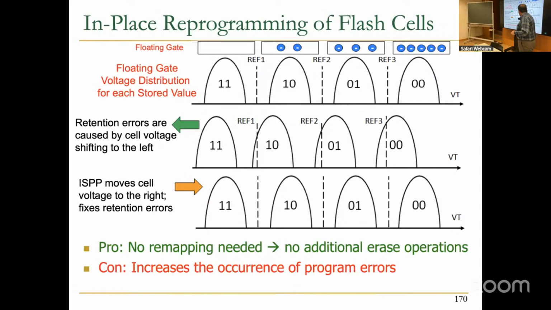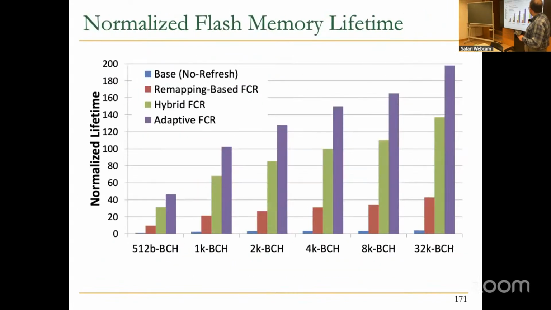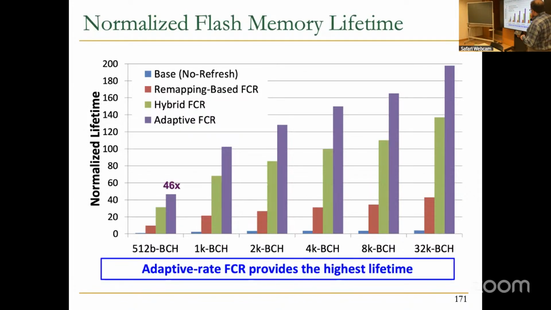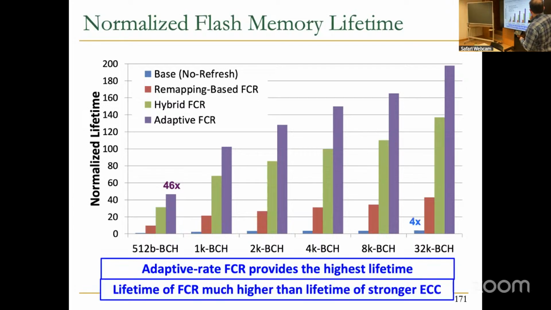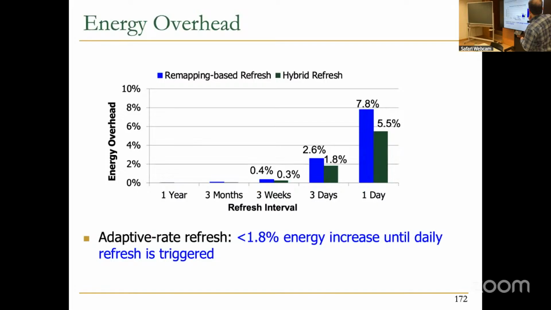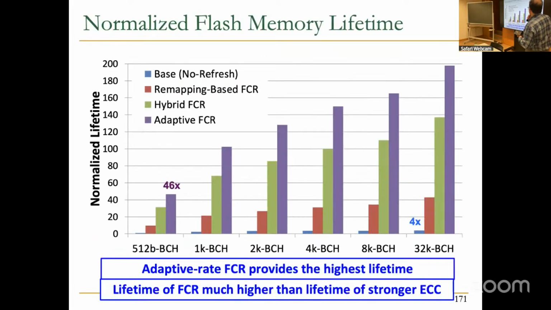Yeah, as I said, the con is that it actually increases the occurrence of program errors, which you might not be able to tolerate if you have TLC or QLC flash memory. With this, we observed that having remapping-based, hybrid FCR and adaptive FCR, which is the best technique, we can provide a much higher lifetime compared to the baseline.